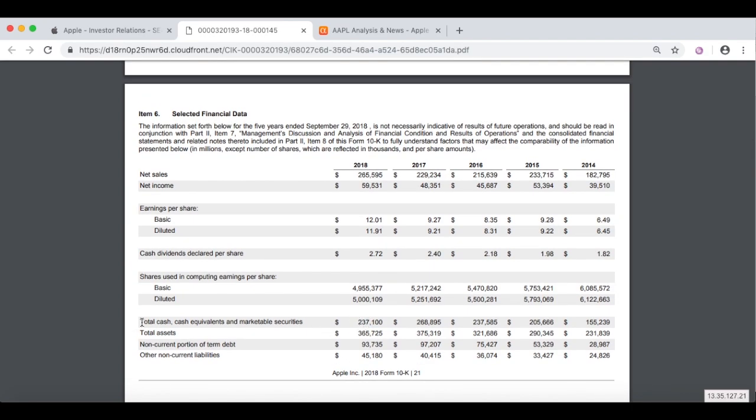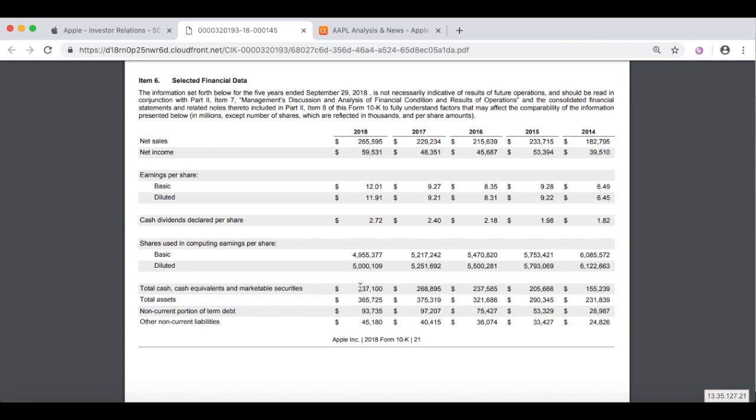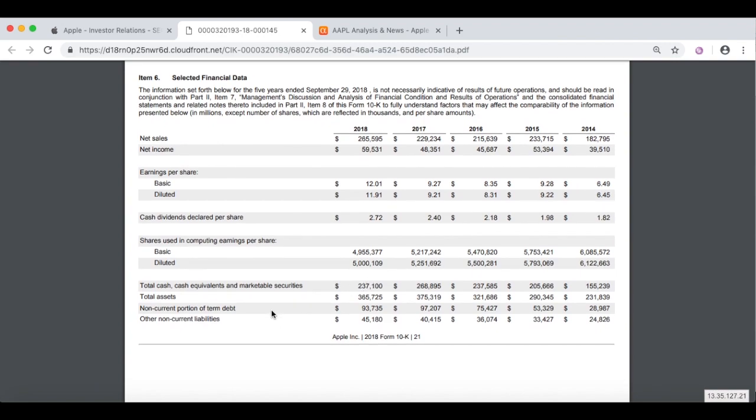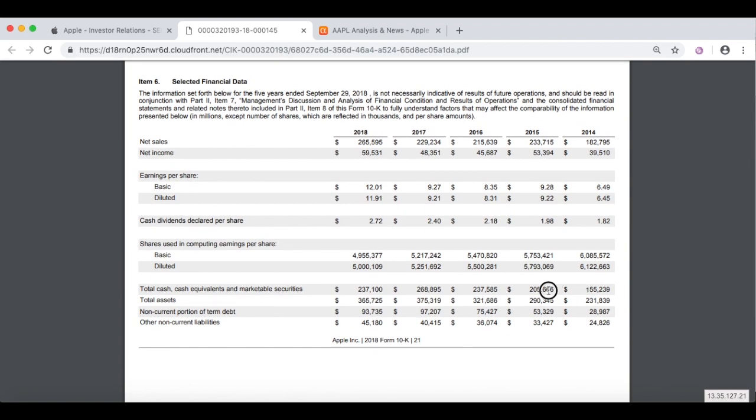It'd be awesome, guys, to have $237,000 in cash. It'd be awesome to have $237 million in cash. Apple has $237 billion in cash. And we can see the trend of that over the last few years.